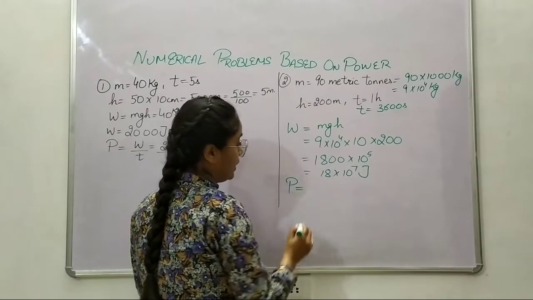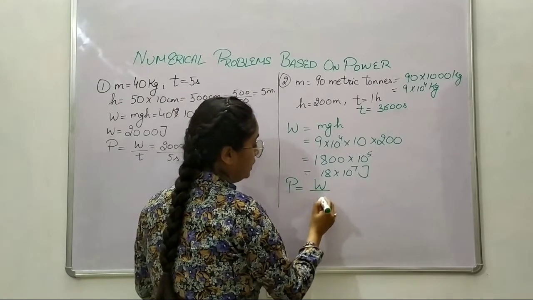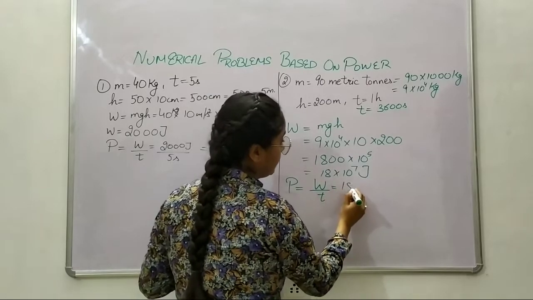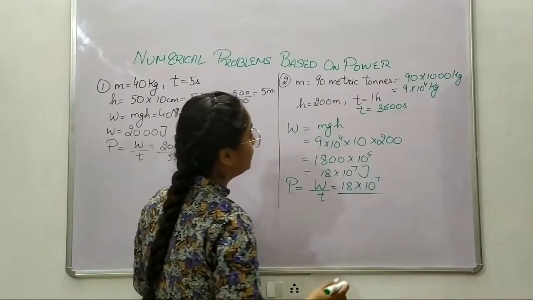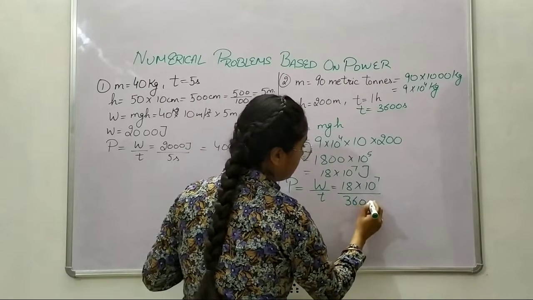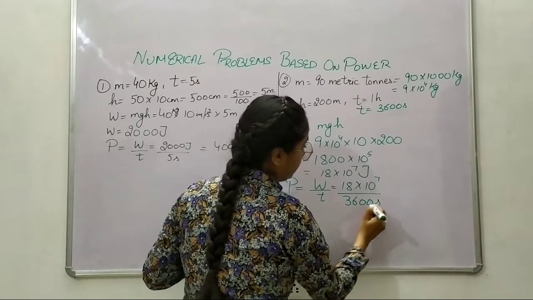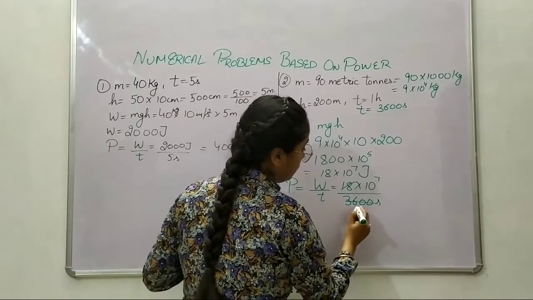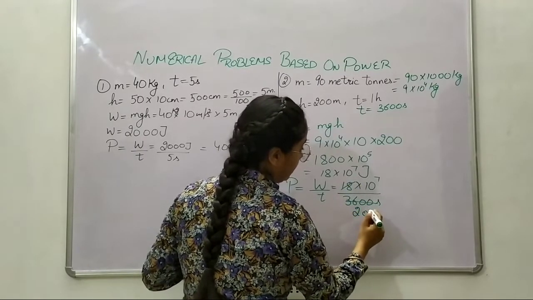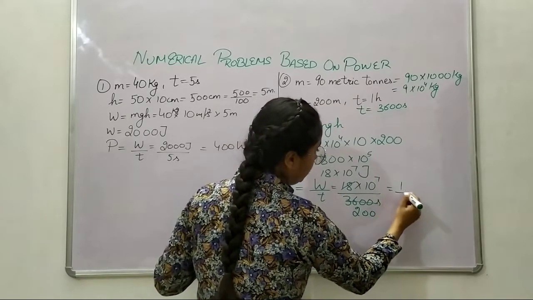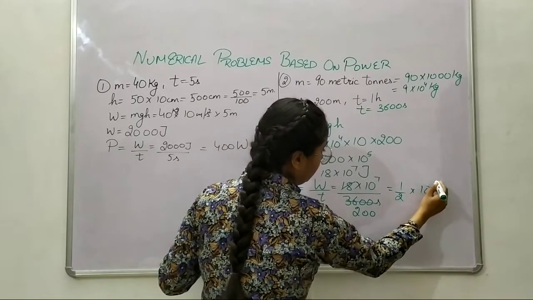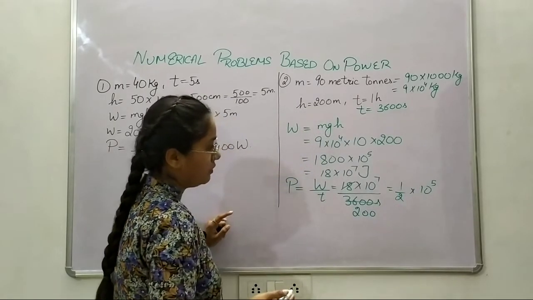So power of that engine is work done over time. 18 into 10 to the power 7 over 3600 seconds. So it will be 200 here, and when the 200 will go up there, it will be 1 over 2 into 10 to the power 5. So 0.5 will be there.